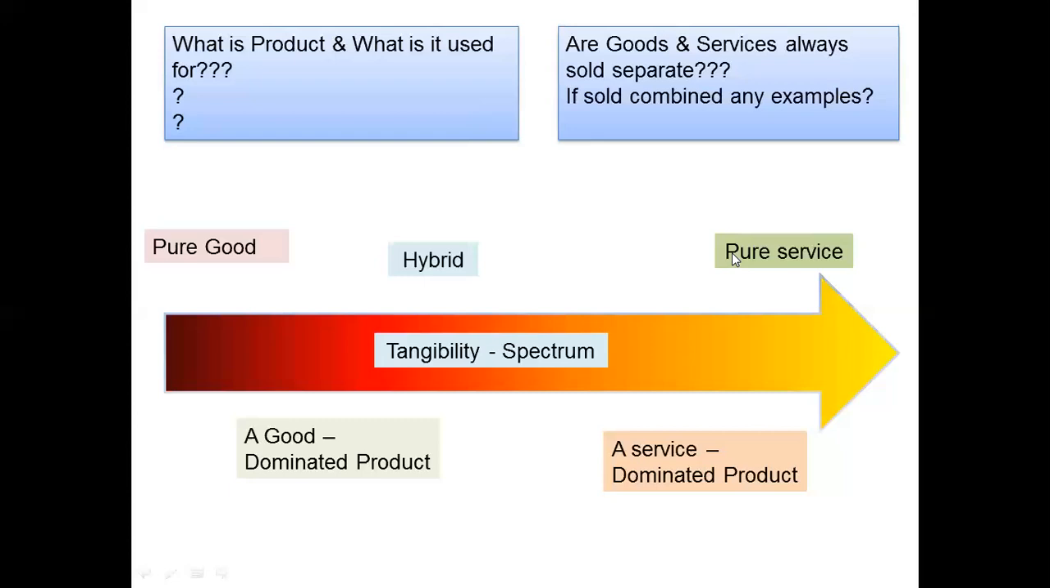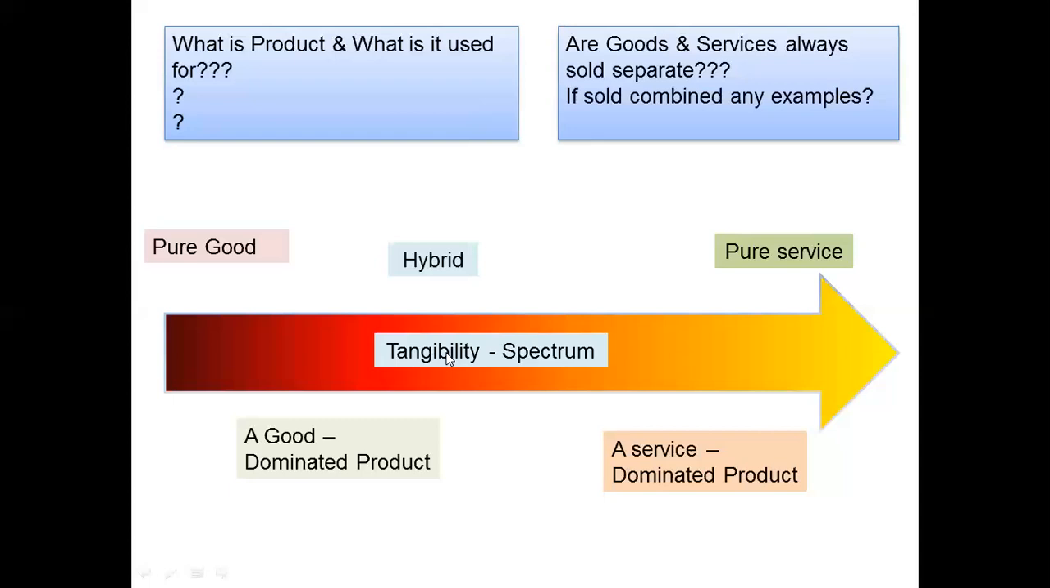So both services and goods exist. Sometimes they are sold in pure forms. At the two extremes of the tangibility spectrum, we have pure good and pure service. Most of the time, we are operating either in a hybrid mode, or with a good dominated product, or a service dominated product. This feature of tangibility distinguishes goods from services. In many cases, we are involved in selling a combination of goods and services.